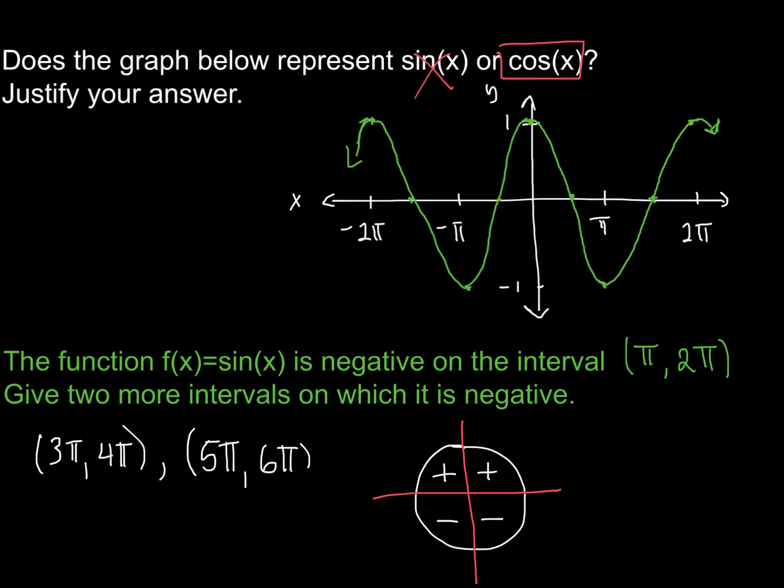So just using this one up here, sine is going to look like that. It's going to be negative between pi and 2 pi. It's going to be positive from 2 pi to 3 pi, and then go negative again from 3 pi to 4 pi. Okay? So that's a good way of thinking about how the unit circle allows you to understand when sine or cosine is going to be negative or positive.